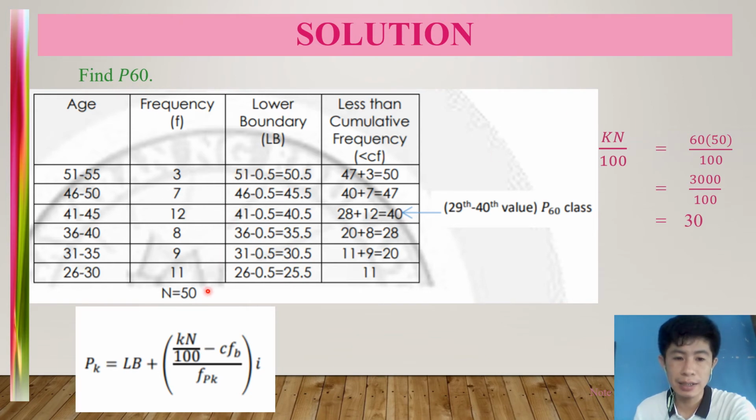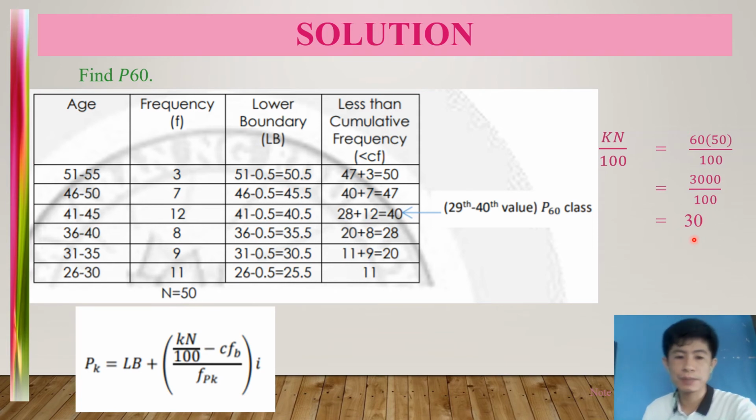Okay. And N is given, we have 50, kaya siya naging 60 times 50. Again, 60 comes from this, and 50 is this number. How about 100? So 100 is because we are looking for the percentile. Kaya siya 100. If we are looking for decile, then this is 10. If we are looking for quartile, this is 4. Okay, so 100 because we are looking for percentile. Just multiply. 60 times 50, we have 3,000 divided by 100. And 3,000 divided by 100 is 30.